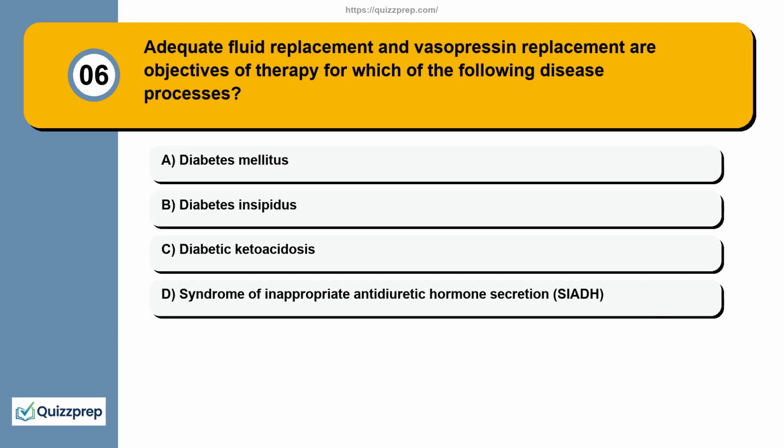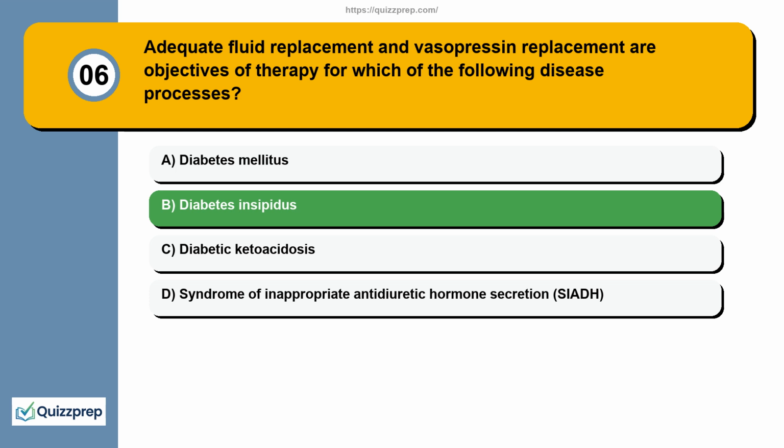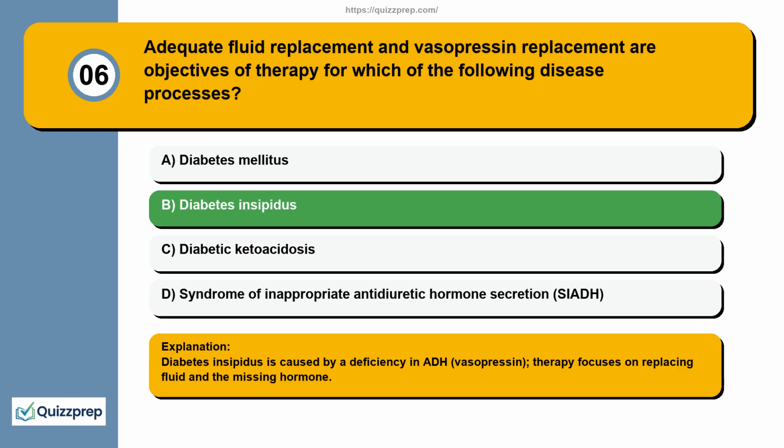Question 6. Adequate fluid replacement and vasopressin replacement are objectives of therapy for which of the following disease processes? Diabetes mellitus, diabetes insipidus, diabetic ketoacidosis, syndrome of inappropriate antidiuretic hormone secretion, SIAD. Diabetes insipidus is caused by a deficiency in ADH, vasopressin. Therapy focuses on replacing fluid and the missing hormone.